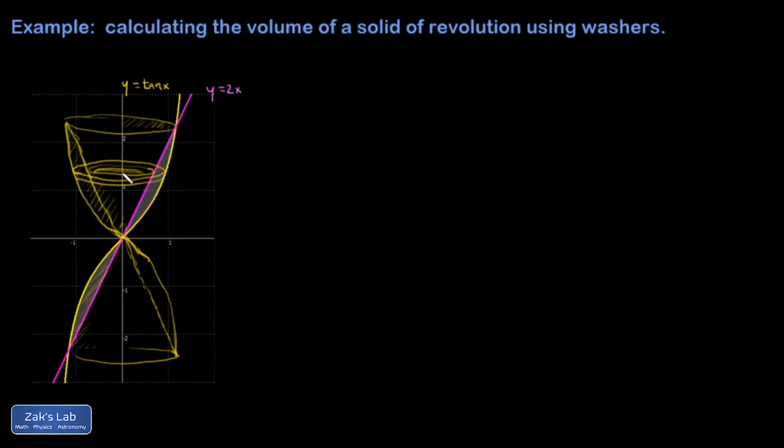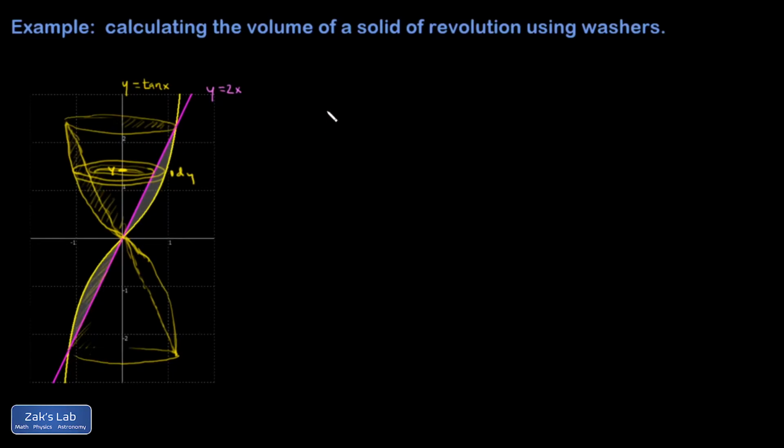So my washer is located at a y coordinate that I'll just call y. So that's its y position. And the thickness of it is dy. That means I'm going to end up integrating in y by the end of this. I need to get a volume for that washer, and it turns out to be a little tricky.